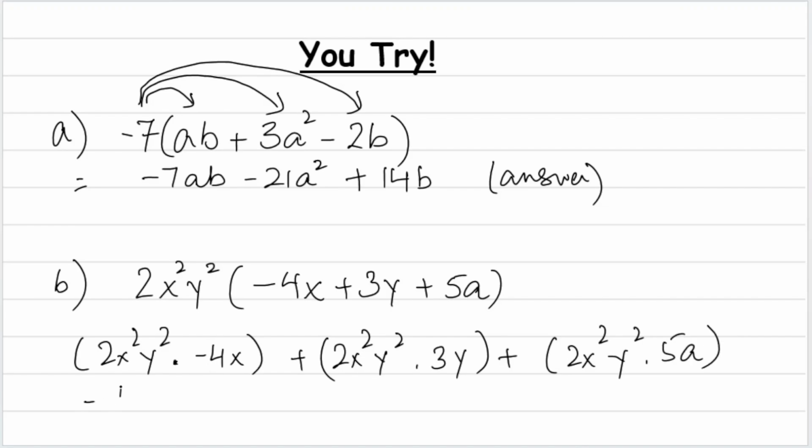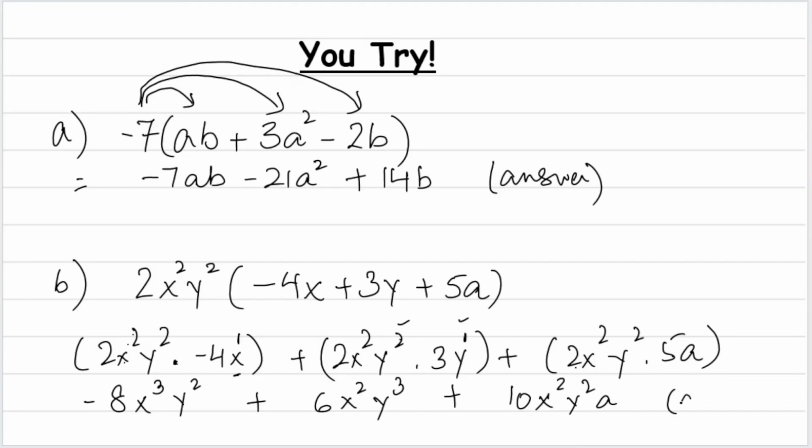2 times negative 4 is negative 8. X has the exponent 2 and what is the exponent of x here? 1. So 2 plus 1, 3. So x cube y square. I do not have any other y, so it's y square. Plus 2 times 3, 6. X square y square, and here this y has exponent 1. So 2 plus 1, 3. So y cube. Plus 2 times 5, 10. X square y square. Are any of the variable terms the same? No. So nothing to be done with the exponents. So x square y square, and that's our answer.